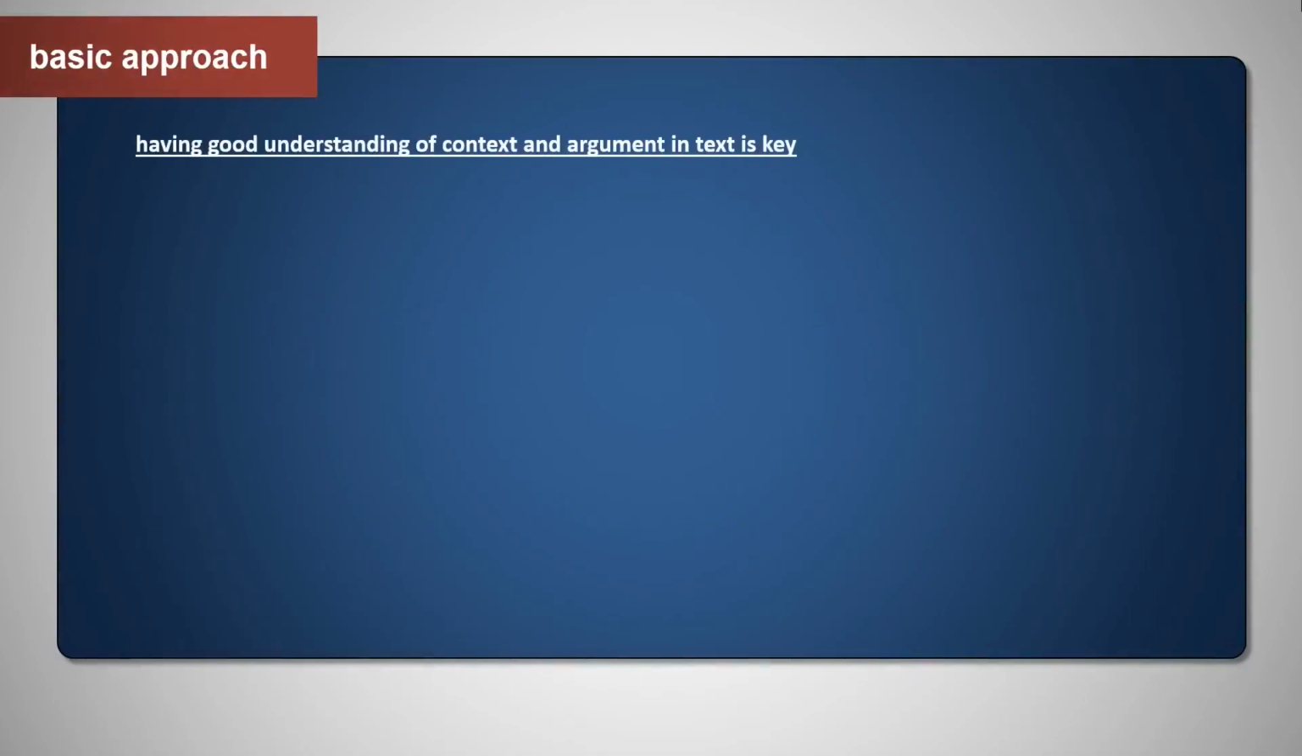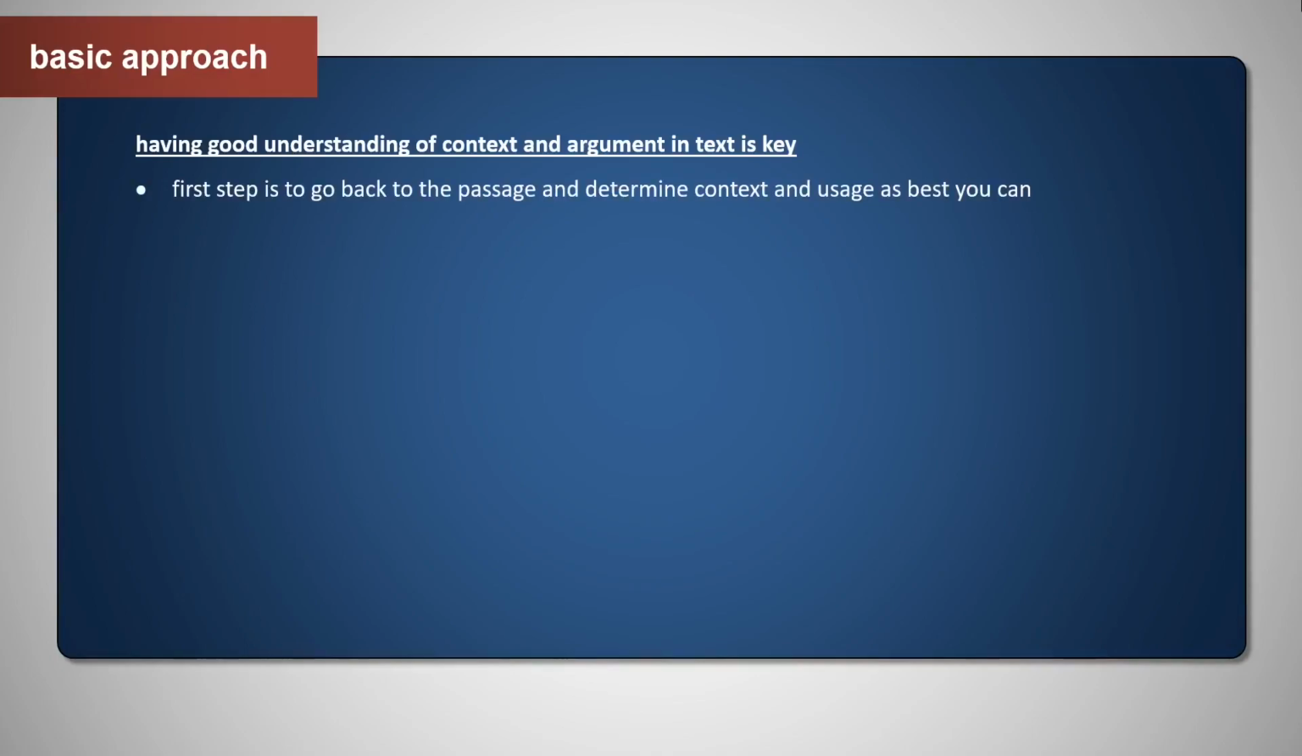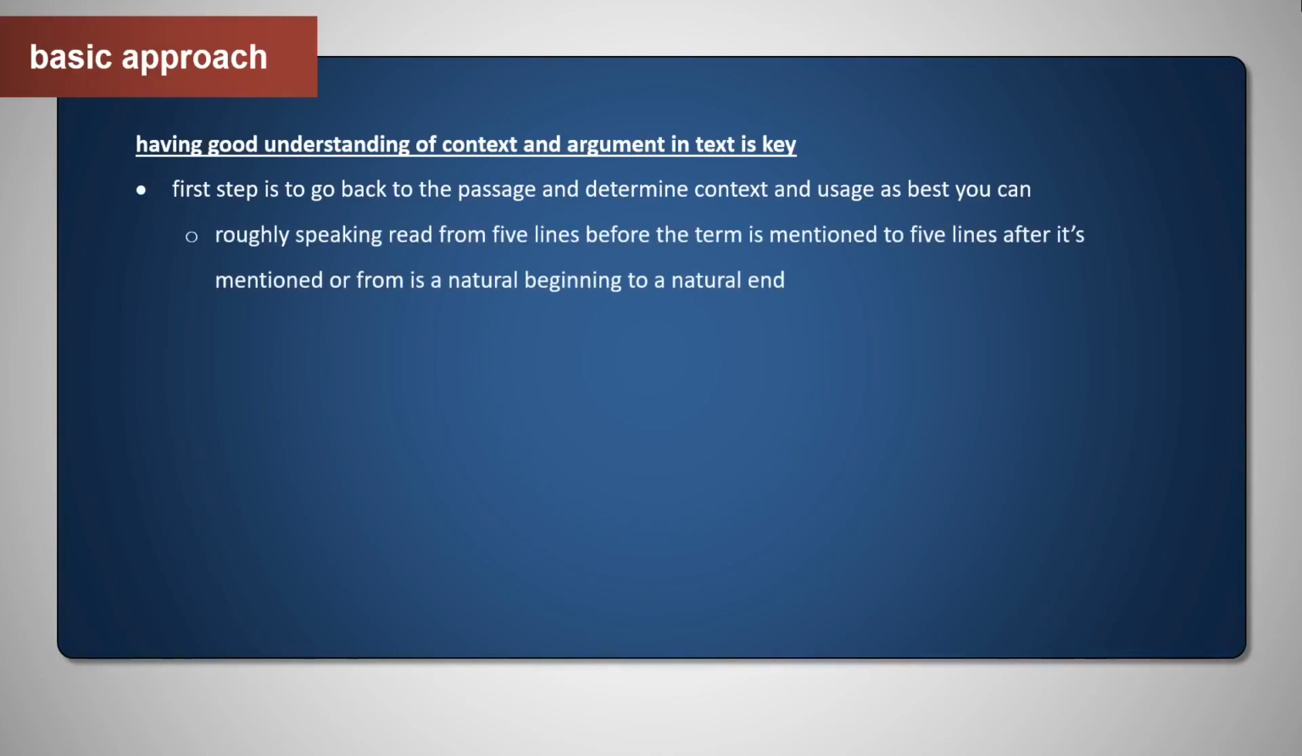In terms of the approach, having a good understanding of context and argument in the text is key. The first step is to go back to the passage and determine the context and usage as best as you can. So, roughly speaking, read from 5 lines before the term is mentioned to 5 lines after it's mentioned, or from a natural beginning to a natural end somewhere in the passage.